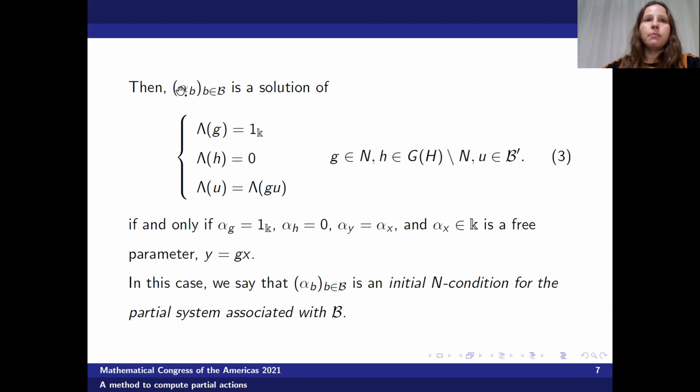Denoting lambda of B by lambda index B, or alpha index B, alpha B is a solution of this system 3 if and only if alpha g is equal to 1, alpha h is equal to 0, and the other elements are determined by 3 parameters. In this case, the system 3 always has a solution, and we call it an initial condition.